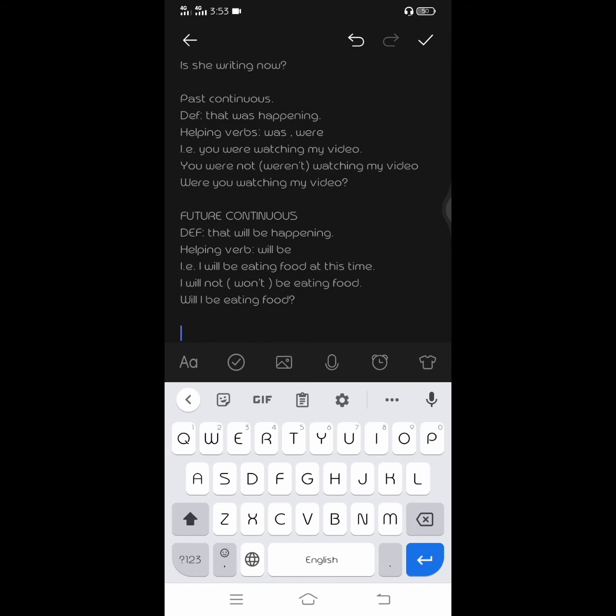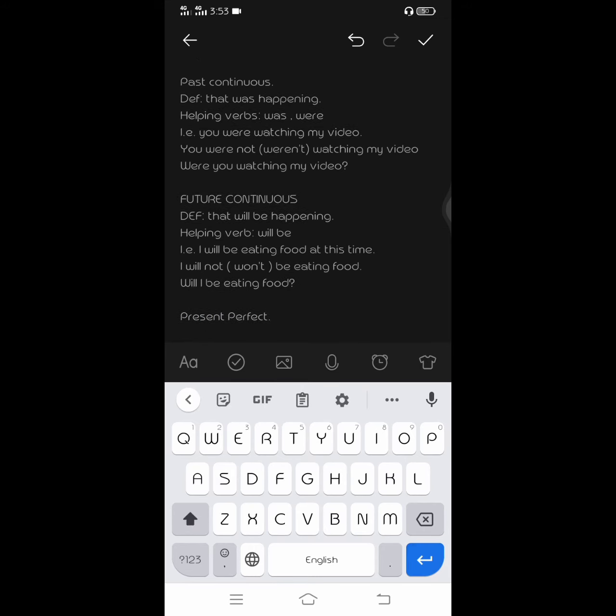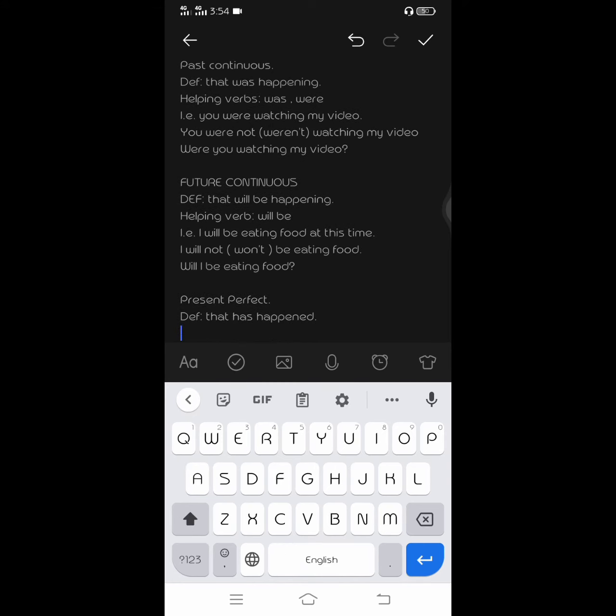Moving on to the other part, which is about perfect tenses. So before I teach you perfect tenses, you need to understand the rule of making a perfect tense. In all perfect tenses, either it is present, past, or future, we use verbs third form, which is also called past participle. Let's go for the definition of present perfect tense. It is that has happened. In Urdu or Hindi, it's going to be जो काम हो चुका है. अब जो भी हो चुका है, when you talk about that, you use what tense?